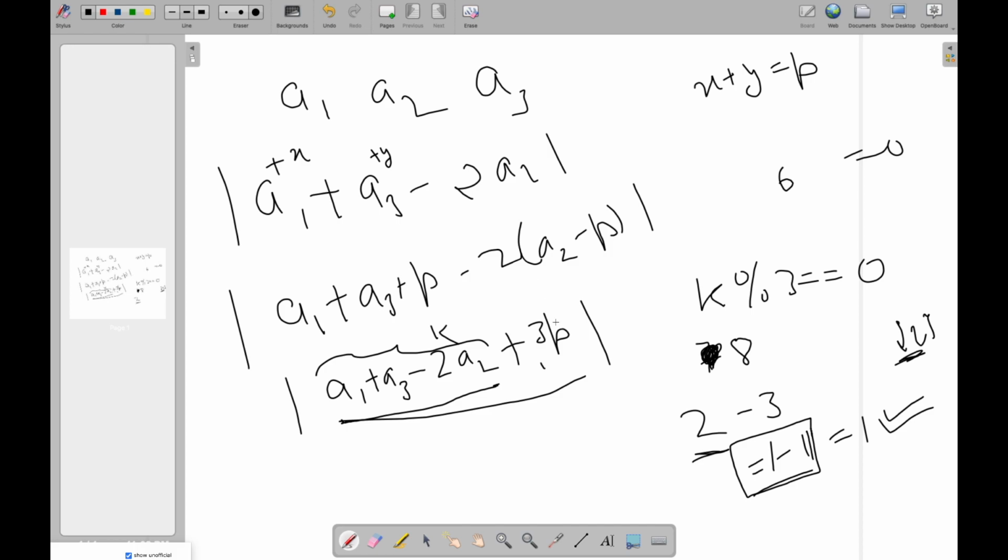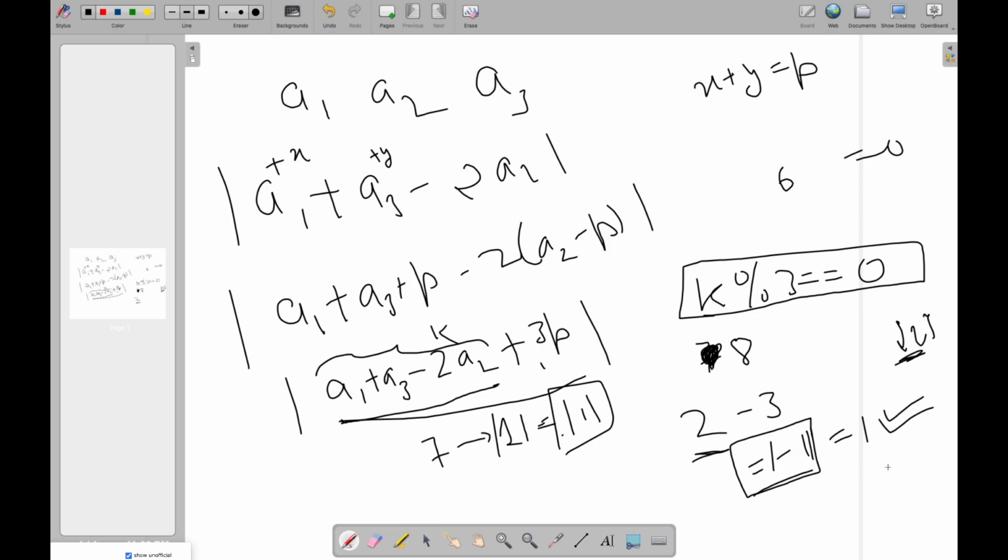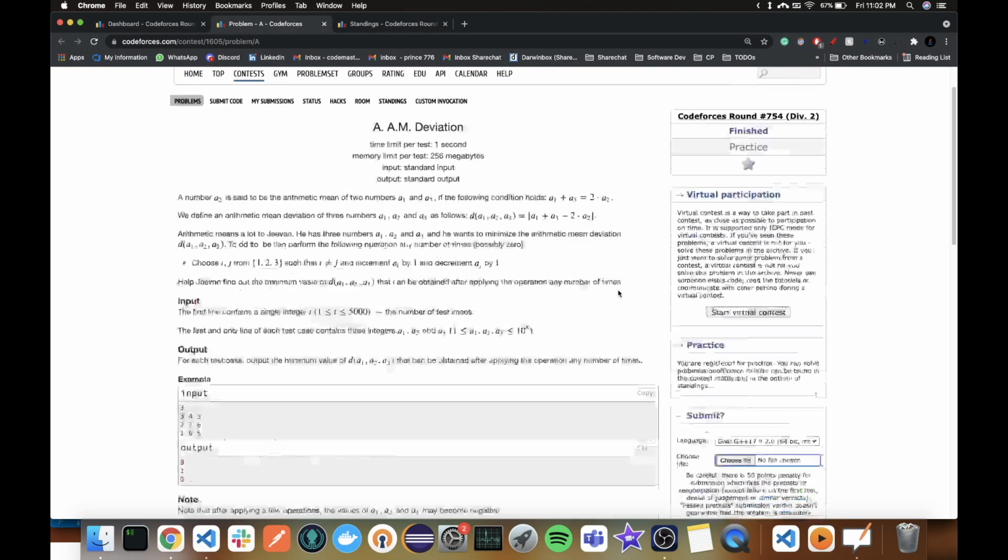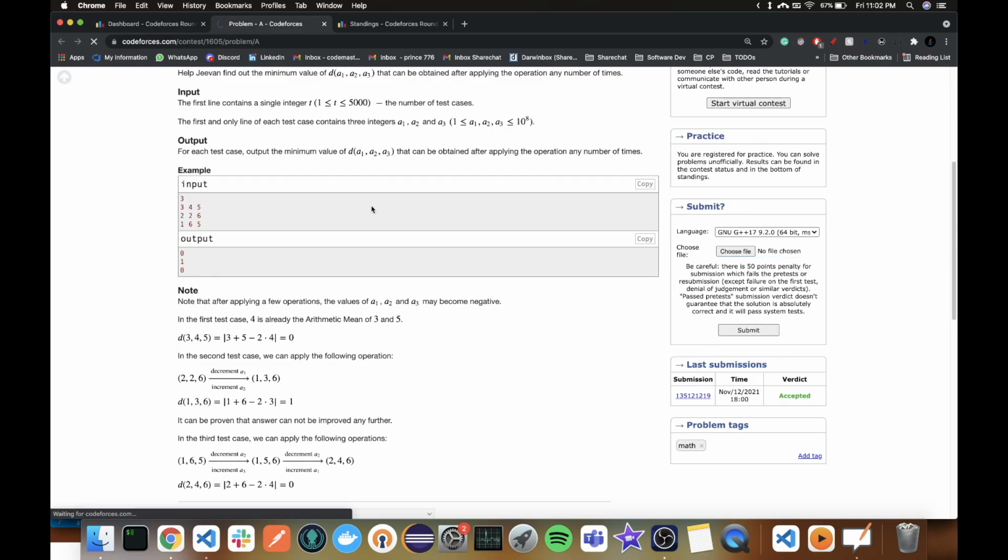Now in case it is modulo 1, let's say it's 7, and we take it to 1, then what we can do is nothing. We are already at 1, so we have the answer. So the solution is obviously if k is divisible by 3, answer is 0, otherwise it is 1 in both cases.